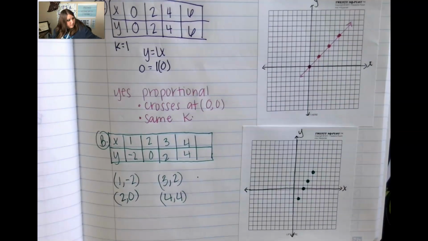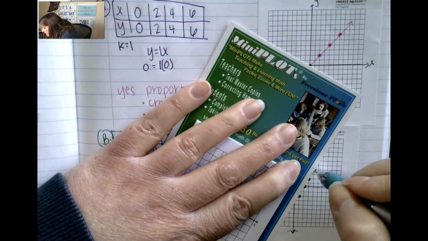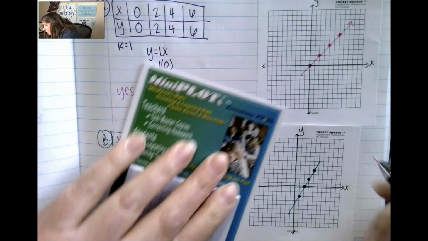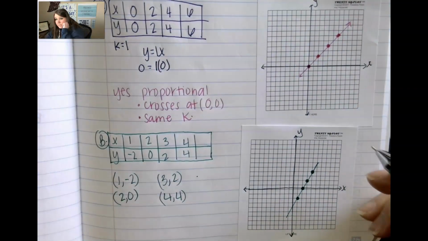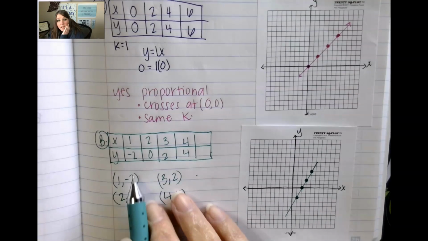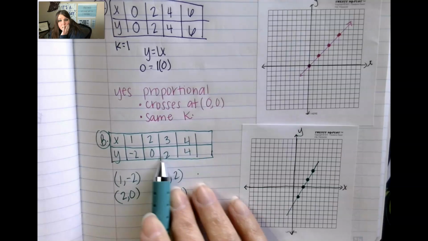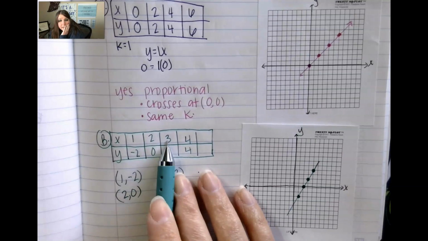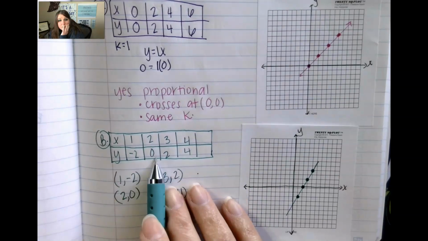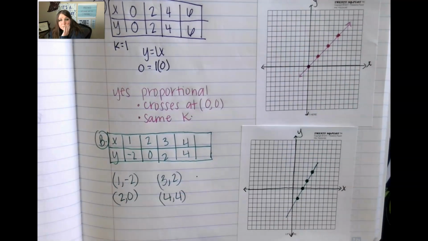All right, so let's look at this. Does it have the same multiplier? It does not. When we're looking at this line, we could tell that we weren't multiplying by the same thing. 2 times 2 gave us 4, but 0 times 2 gives us 0, not 4. So we don't even have the same multiplier.